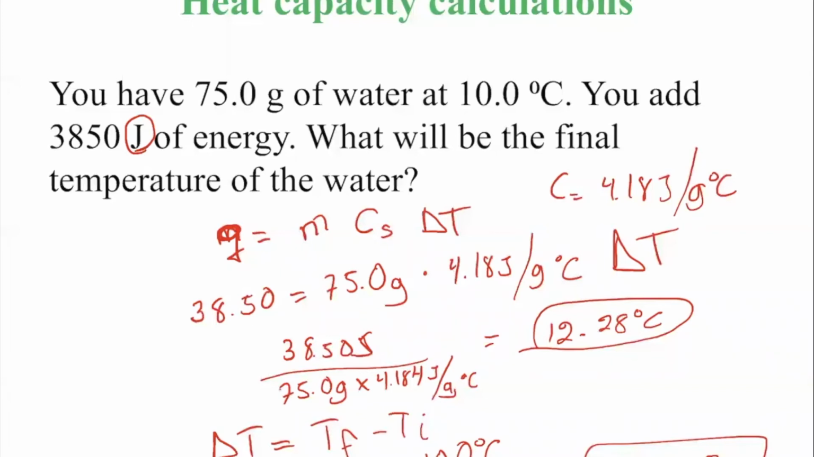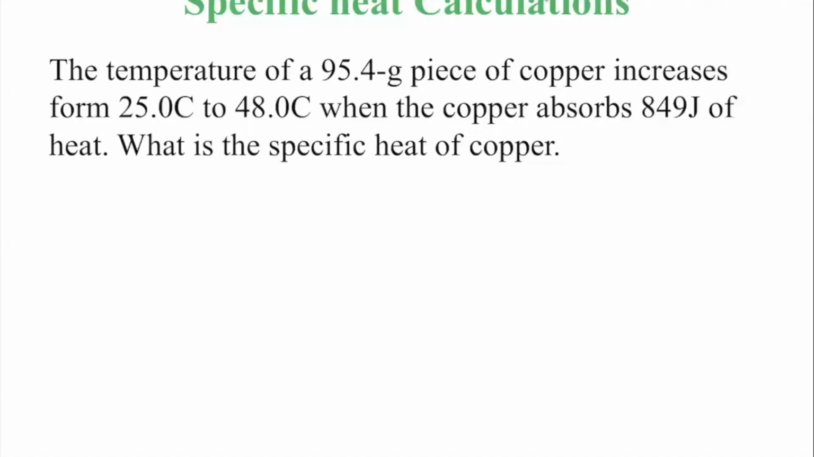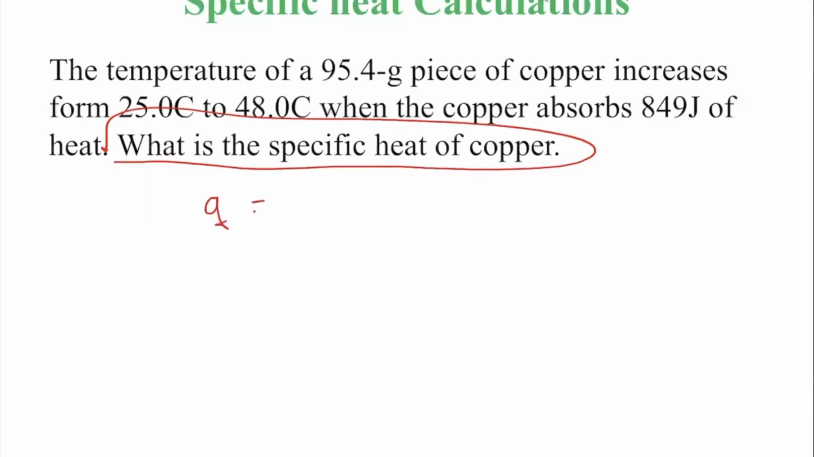So try to do this problem by yourself. There's another problem where in this case it's asking for the specific heat. So that means that you are given Q equals m c s delta T. Your Q in this case is 849 joules. Your mass is 95.4 grams.